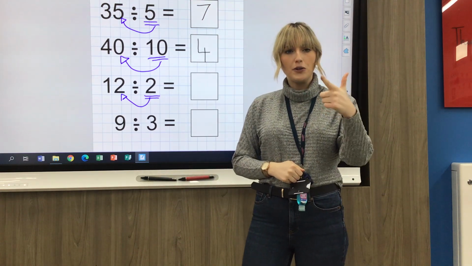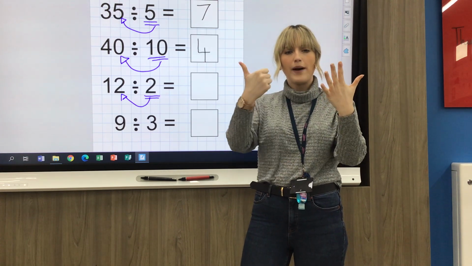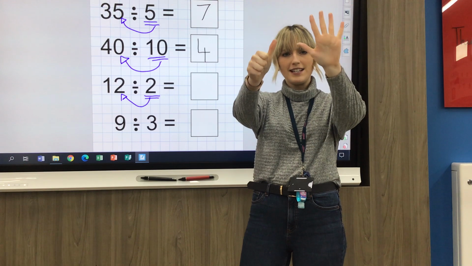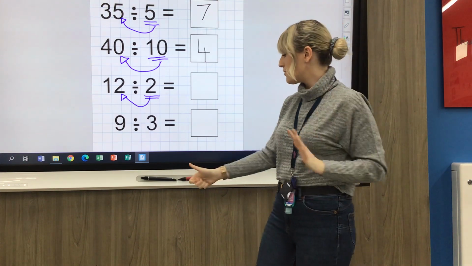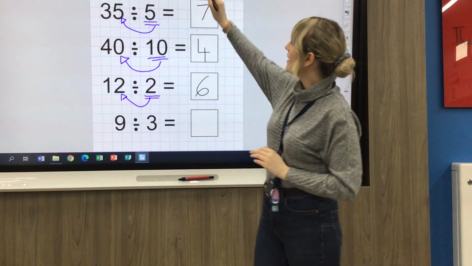2, 4, 6, 8, 10, 12. So we counted 6 times. So 12 divided by 2 is 6.